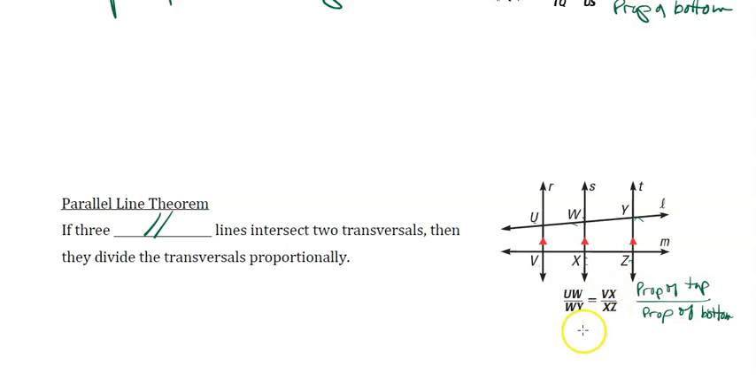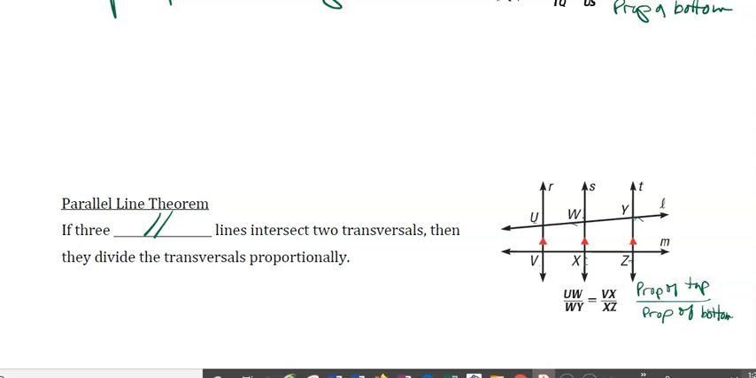Okay, so you got that? What we're talking about is when these lines intersect these transversals, and the transversals are line L and line M, when they get intersected by lines that are parallel, and how many do you need? You need three of them. Then this piece here, UW over WY, has exactly the same ratio as VX over XZ. Okay, that's the parallel line theorem. Let's continue on.